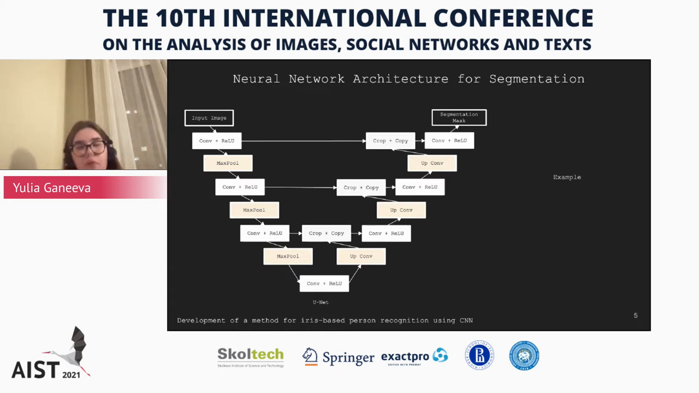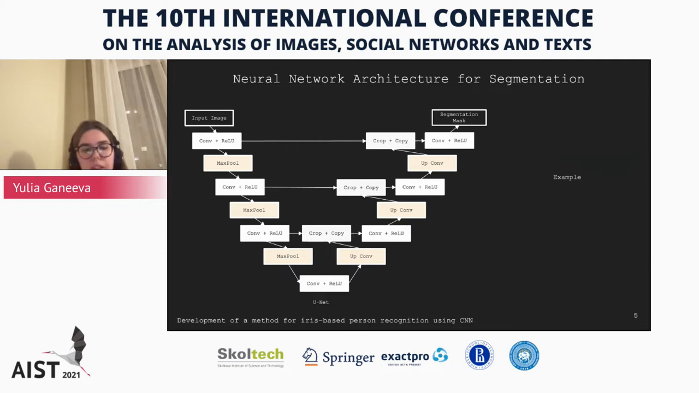Previously, we proposed a method of segmentation of iris images using a convolutional neural network architecture, U-Net. To improve the segmentation quality, we selected the most suitable hyperparameters for training the neural network, namely a learning rate and a batch size. Learning rate was selected from 10 to the minus 3rd power, 10 to the minus 4th power, and 10 to the minus 5th power. And batch size was selected from 20, 10 and 30. The most suitable hyperparameters turned out to be a learning rate of 10 to the minus 4th power and a batch size of 30.